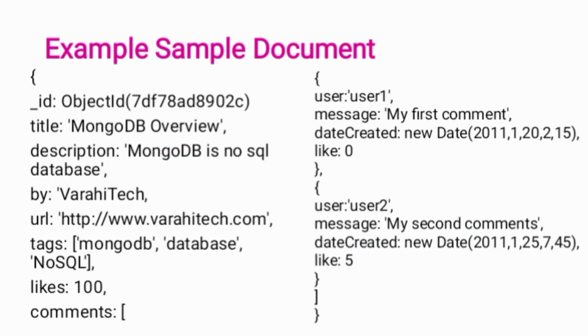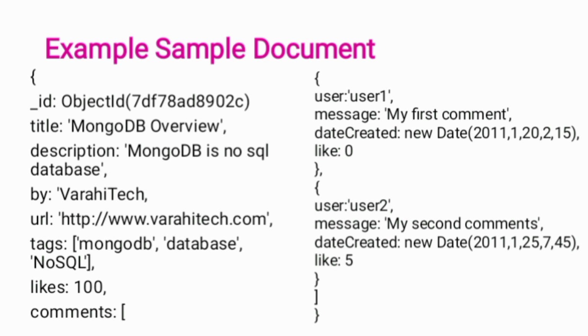Here is one example code that represents a document in a MongoDB collection. ID. This is the unique identifier for the document. It is an object ID with a specific value 7D, F, 78 and so on in this case. Next we have title. The title of the document which is MongoDB overview. Next we have description. It contains the description of the document which is MongoDB is NoSQL database. Next we have by. The author or the creator of the document which is Varahi Tech.